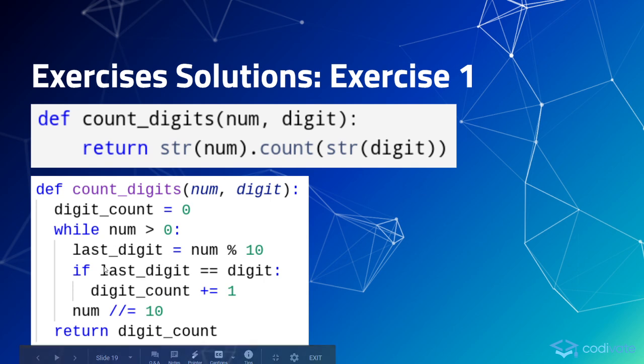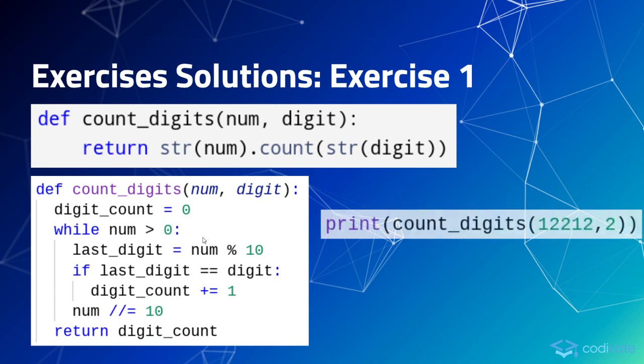Each time the last digit will be moving to the left one place, so we will gradually make our way through the entire number. Always a good idea to test our code. Let's test the example that they provided us with, and our result is 3. Since there are 3 2's in this number 1 2 2 1 2.